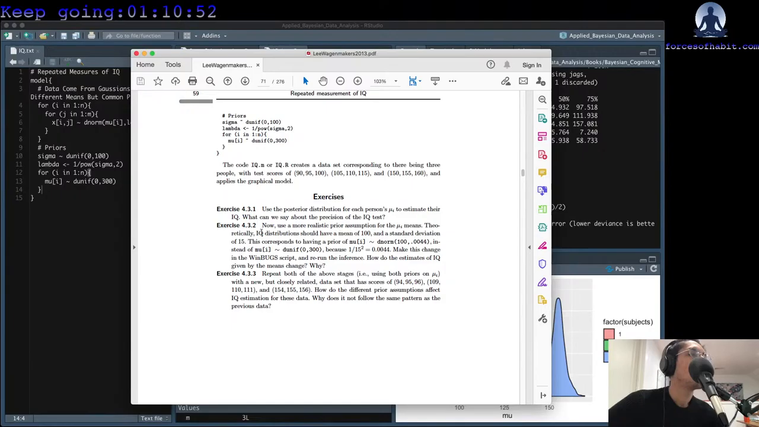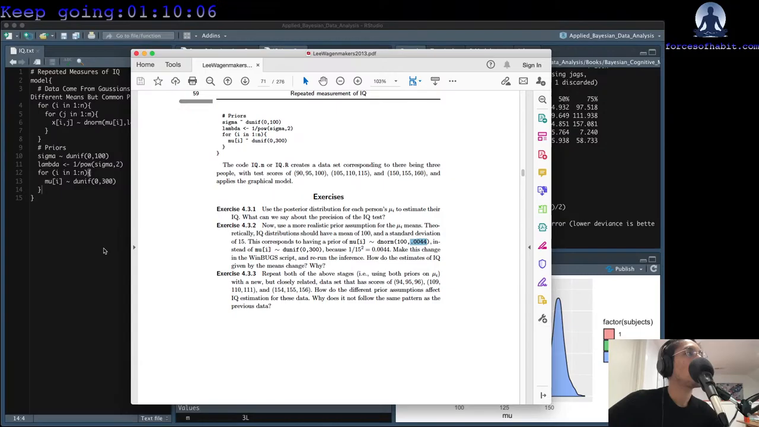Now, use a more realistic prior assumption for mu. Theoretically, IQ distributions have a mean of 100 and a standard deviation of 15. This corresponds to having a prior mu of dnorm 100, and then precision this. And the reason why is because 1 over 15 squared, which is 1 over sigma squared, is equal to lambda, which is what we used to specify a normal distribution in JAGS, lambda.